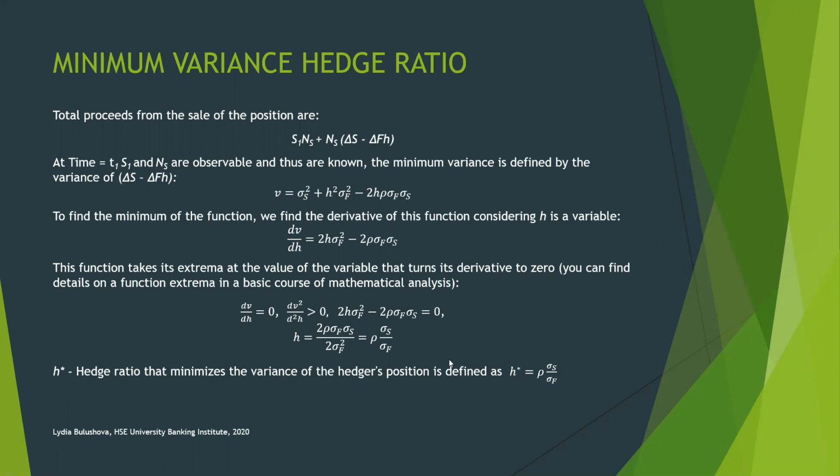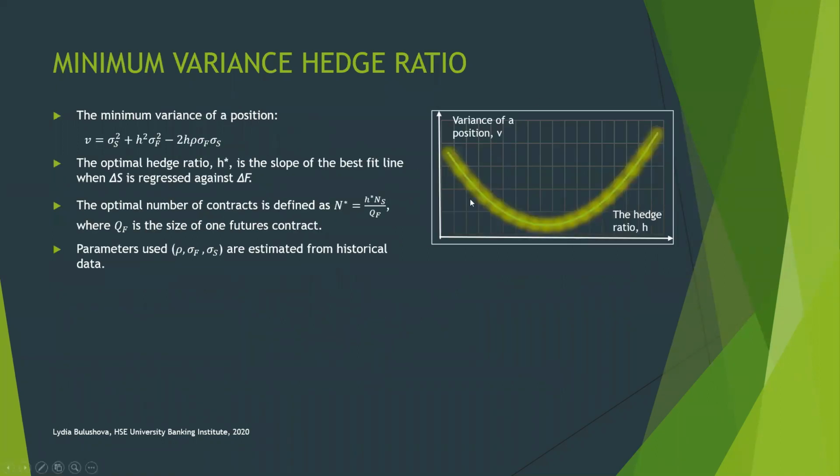Because this is not a constant. And during the life of the position, these parameters change. That's why. Here is the function that I was describing in words. And this is the variance. On the y-axis, we have the variance of the position. And on the x-axis, we have the Hodge ratio. And there is the point where the variance is minimal.